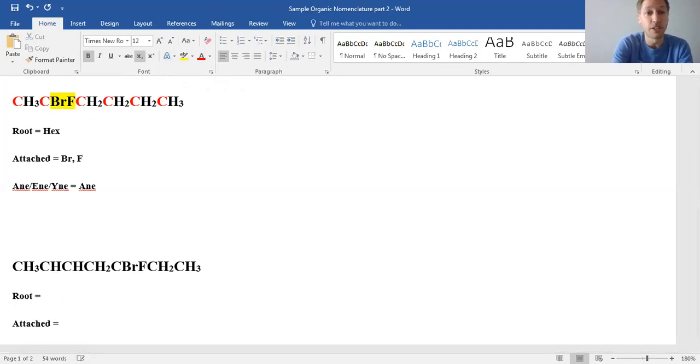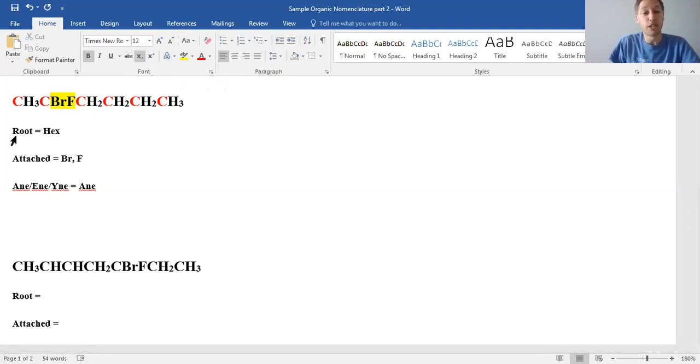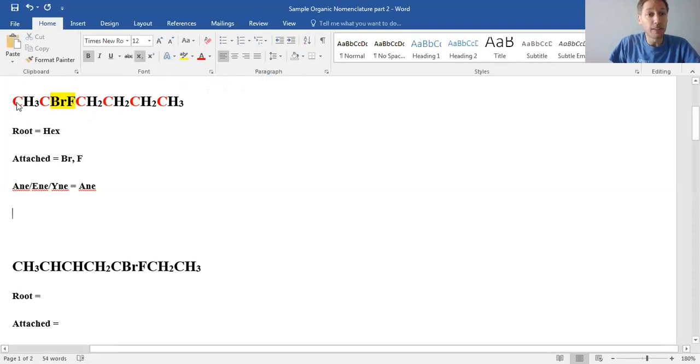So when we come to naming this, first we're going to put our prefixes on, then the root, then the family. When it comes to prefixes, we're going to put them in alphabetical order. Also, when we figure out what number to go from, we want the smallest numbers possible. So we're going to make the carbon on the left carbon number 1, not this carbon, because going from left to right puts us at carbon 2, and going from right to left puts us at carbon 5. So we're going to use the smaller number. Bromine comes before fluorine.